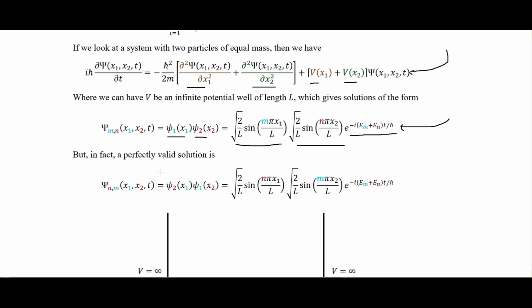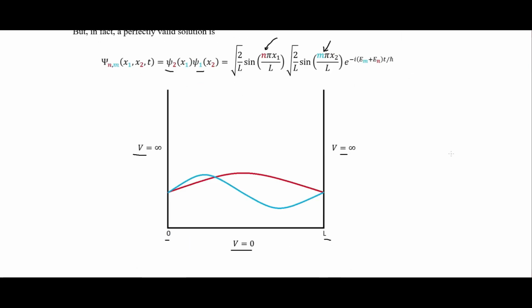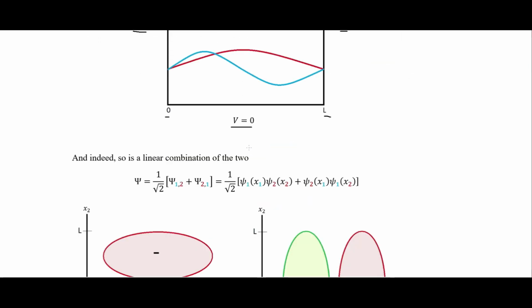But in fact, a perfectly valid solution would be to change the other direction. So this one now goes to here, and this one goes to here. And so we see that this n and this n have changed places, and this m and this m have changed places. And so actually what we see is that a linear combination of these two is a valid solution. We have it in this order plus having it in this order, because these can be in either order there.